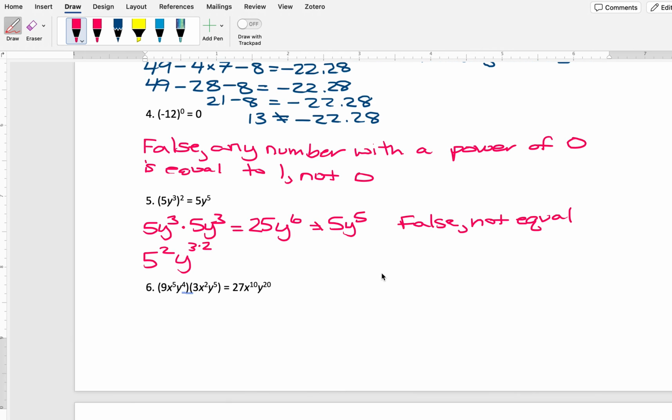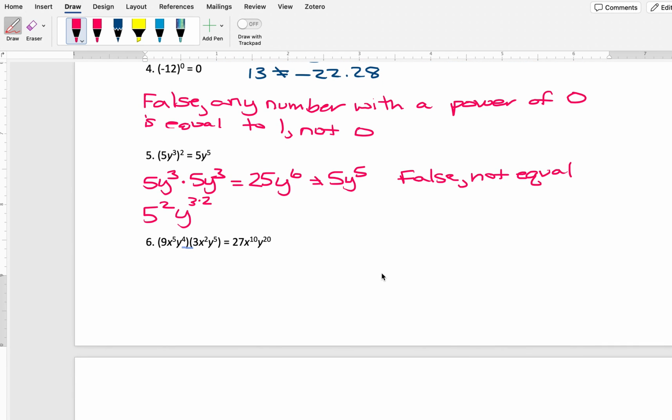And then lastly for this video, we're going to do this problem here. So we have, again with exponents, things multiplied together. 9x to the 5th times y to the 4th times 3x squared y to the 5th. So all of these things here are multiplied together. We have 9, we have x to the 5th, we have y to the 4th, we have a 3, we have an x squared, and we have a y to the 5th. So thinking about how these things go together and remembering that exponents just means that things are multiplied that many times, we have 9 times 3 here, which is 27, which is what we have on our right side, so that part matches up.